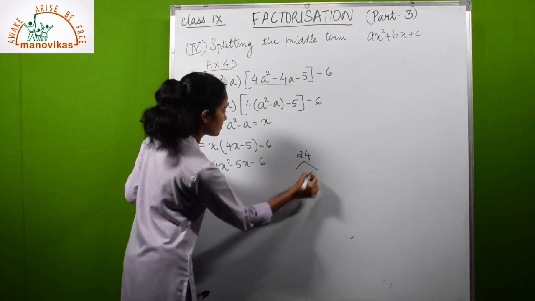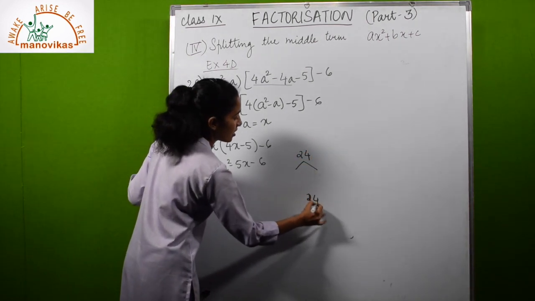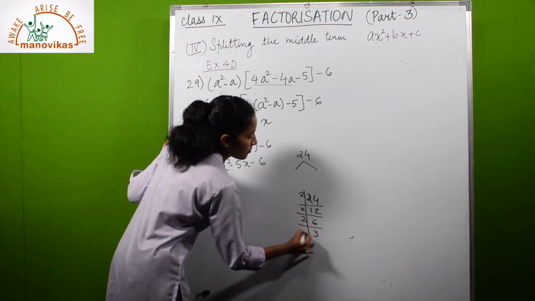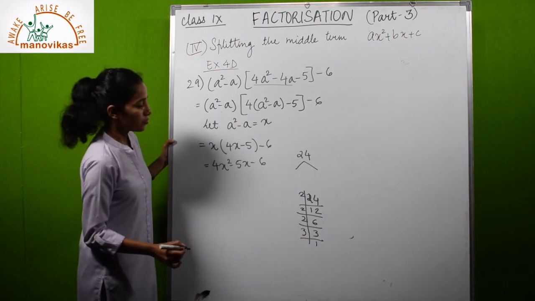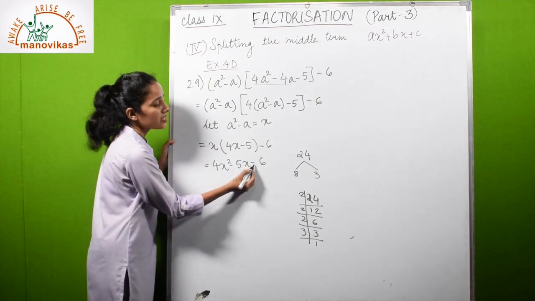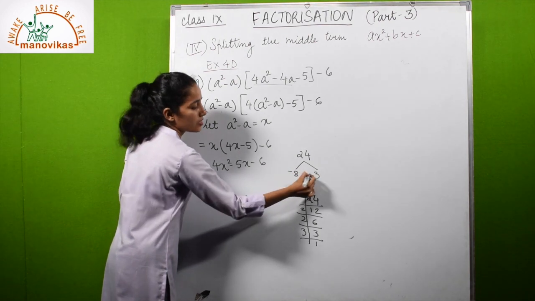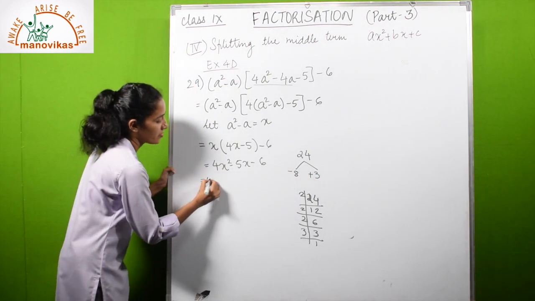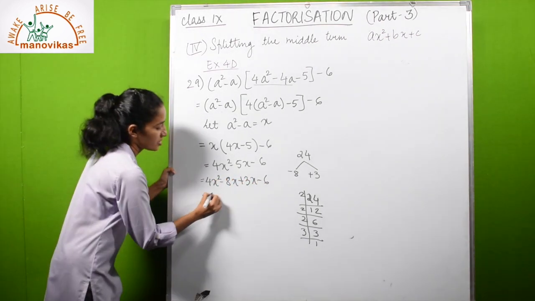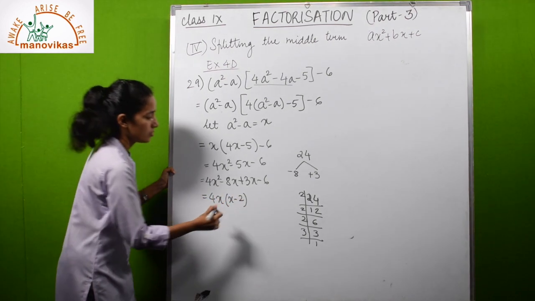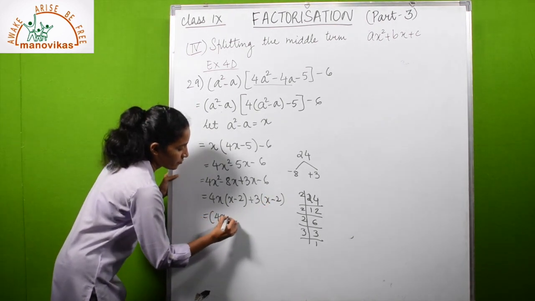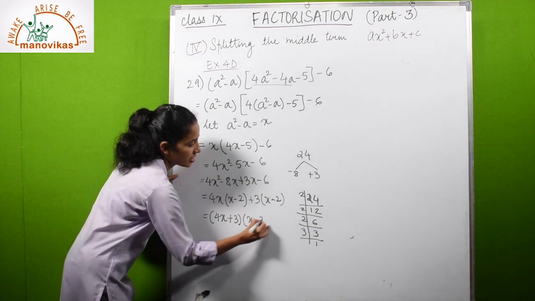So use the prime factorization method, otherwise you have 2, 1, 2, 2, 6 and 3 and 1. So this could be 8 and 3. Okay. So now since it is subtraction, this sign goes to the greater one, the opposite sign to the smaller one. So I am left with 4x square minus 8x plus 3x minus 6. This is 4x, x minus 2, plus 3, x minus 2. And this is 4x plus 3 and x minus 2.